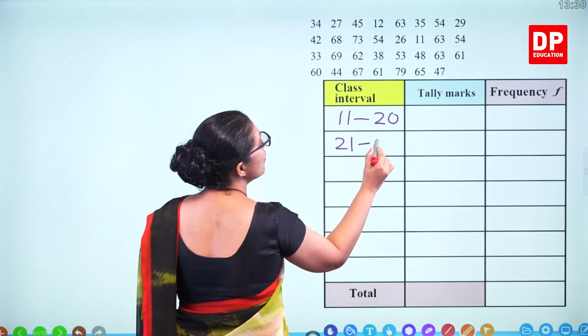Range is 18. So if we want 4 intervals, we can divide by 4. Roughly divide by 4, you get 4 times 4, 16. 16 and 20, so 4.5 means you can take 5. Class size is 5. So we can start from 120 to 124, 125 to 129, 130 to 134, 135 to 139.